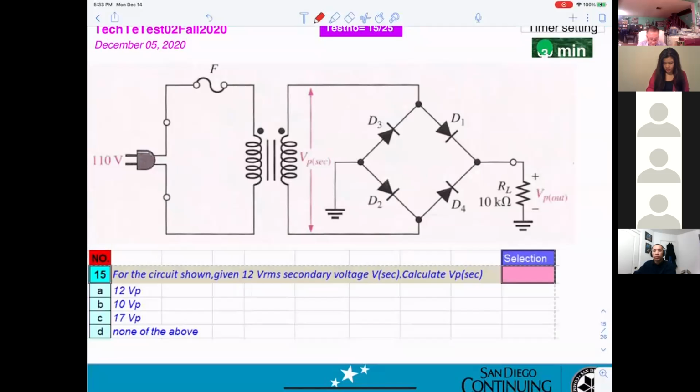Okay, on that one, for this circuit, they are given 12 VRMS in the secondary, and they want to convert it into the VP. Okay, number 15 will be, I got C. C. Perfect.